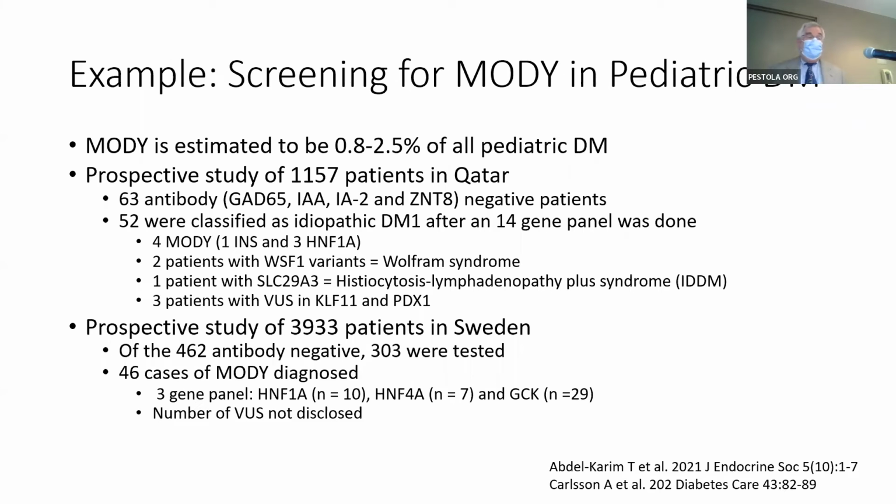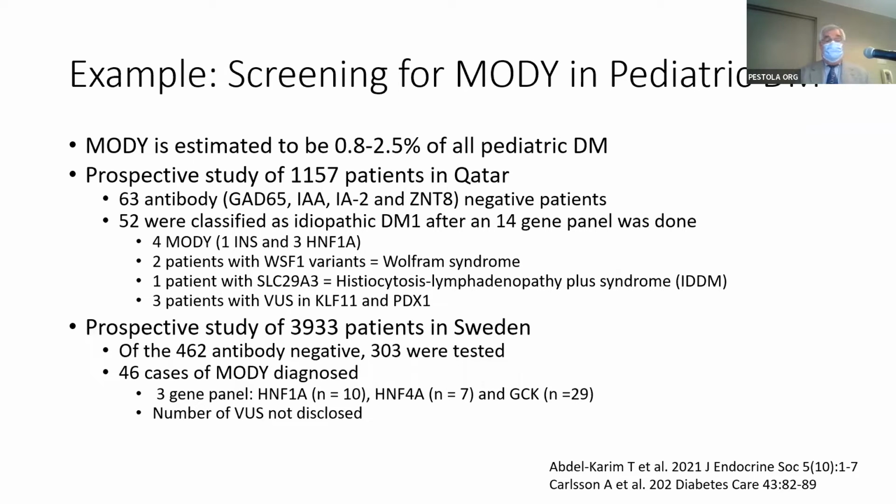So one good example, MODY, there's two fairly recent papers, relatively big numbers of individuals, one's 1,100, and the other one's almost 4,000 individuals, and they did it reasonably well. They got rid of things that were antibody positive, so they sorted out just like we all would do for those that are at high risk for having MODY. And then they did a 14 gene panel in Qatar. What did they find? They found a few patients that they could identify, a few who had syndromes that probably need other services involved, but they had those ugly VUSs, KLF11 and PDX1.